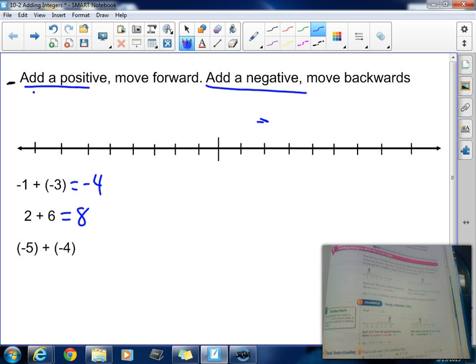All right, my last example here: -5 plus a -4. Now we're actually not going to be able to do this one on a number line because my number line is not big enough. But if this is 0, I'm going to start at -4. So 1, 2, 3, -4. So we're going to start there, and we're going to move backwards because right here it says add a negative, move backwards. So I'm going to move backwards 1, 2, 3, 4, and then 5 places. So the answer is going to be -9. Okay? -5 plus a -4 equals -9.